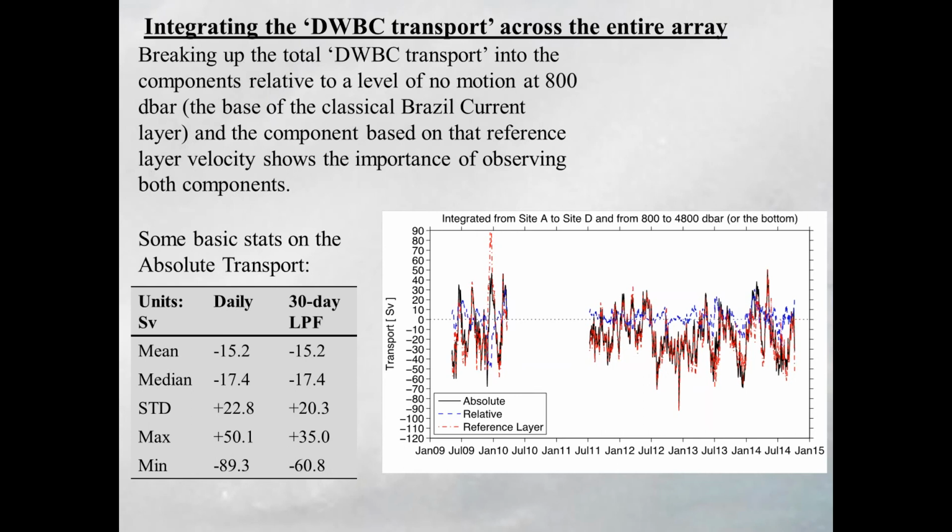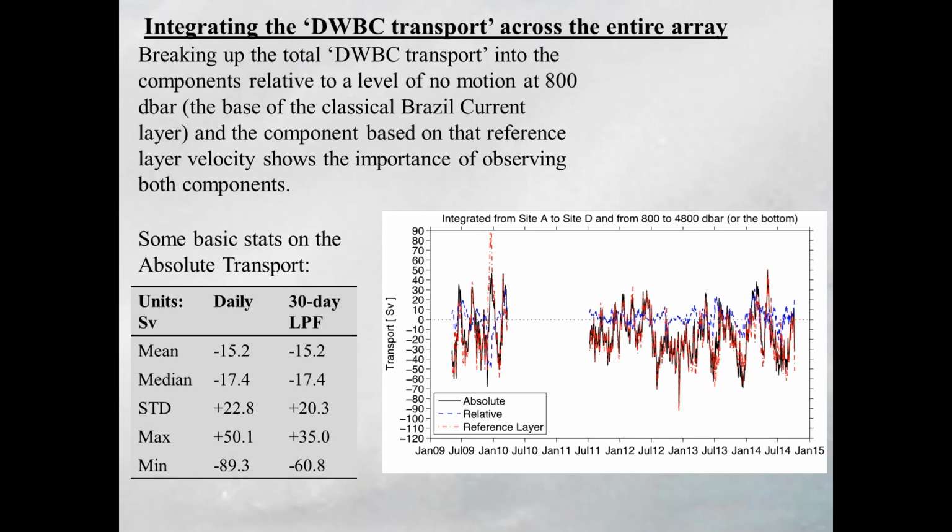The other two lines that you see on this, the red and the blue, are to illustrate why you need absolute velocities in this area. If you go back into our history as a field, there were a lot of calculations relative to an assumed level of no motion. If you were to assume a level of no motion at 800 decibars, which is what people think of as the bottom of the Brazil current and the top of what's going on below it, you'd get the blue dashed line that you see here.